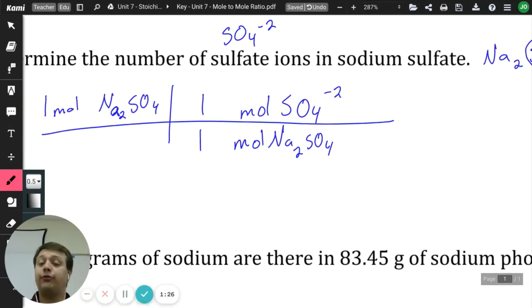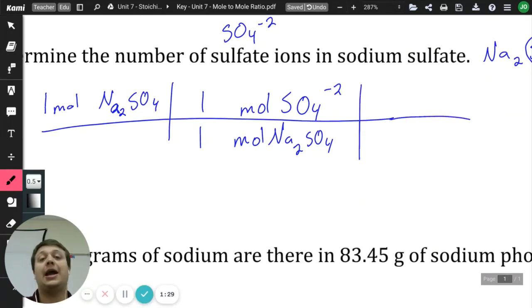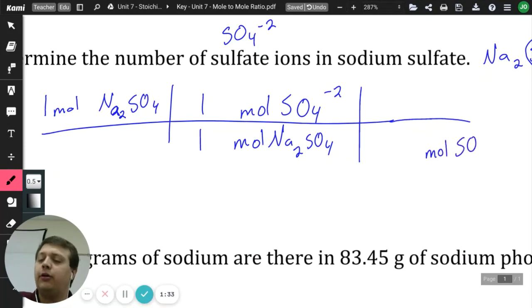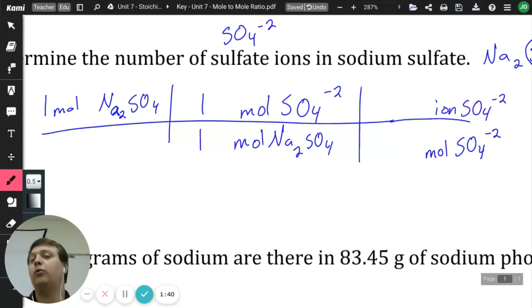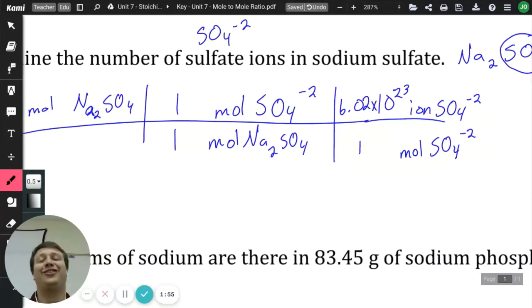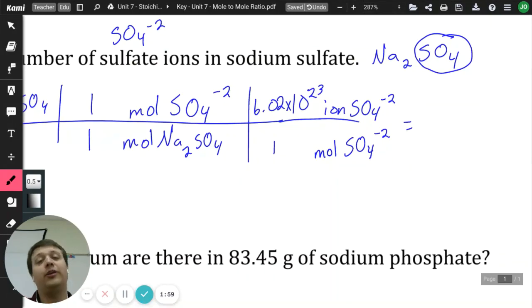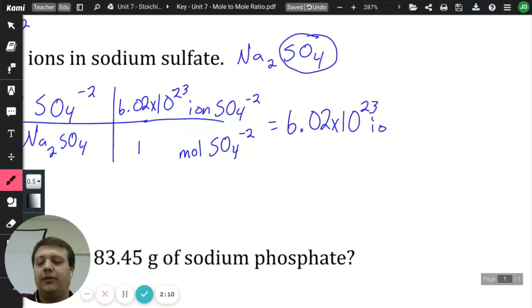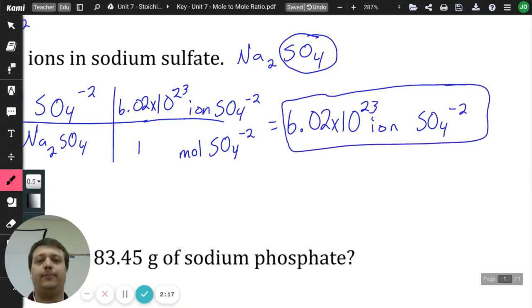Okay? So now I'm in moles of sulfate, but it's not asking for moles of sulfate, it's asking for how many ions I have. So now I'm going to convert from moles of sulfate into ions of sulfate. I'm going to do that using Avogadro's number. Remember, Avogadro's number can be counted as anything, right? So for every 1 of this, I have 6.02 times 10 to the 23rd. Then I would solve, because I'm solving for ions of sulfate. Multiply 1 times 6.02 times 10 to the 23rd, divided by 1, divided by 1. Our answer is going to be 6.02 times 10 to the 23rd ions of sulfate. So this would be my answer here. Okay?